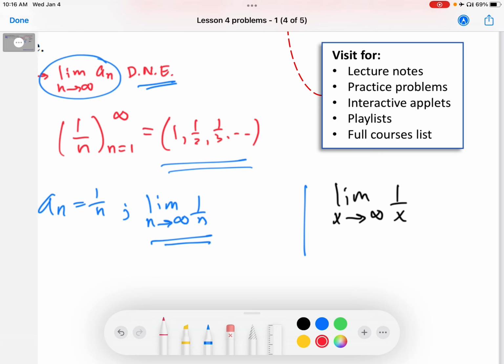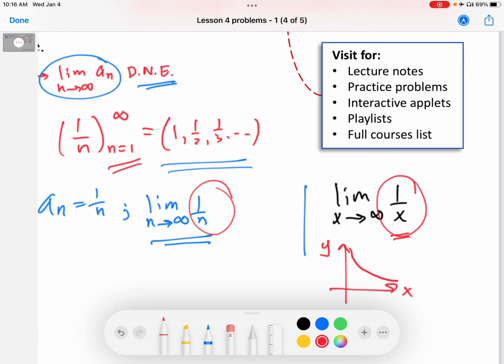Notice the change in letter. Here we're thinking of x as a continuous variable. When I plot this function, 1 over x, at least for positive x, it looks like that. Whereas over here, we're thinking about n as a positive integer. So usually n starts at 1, certainly for this sequence. If I were to plot this sequence, it doesn't look like this nice curve. It looks like a bunch of dots.